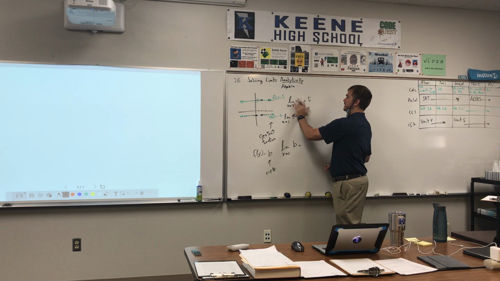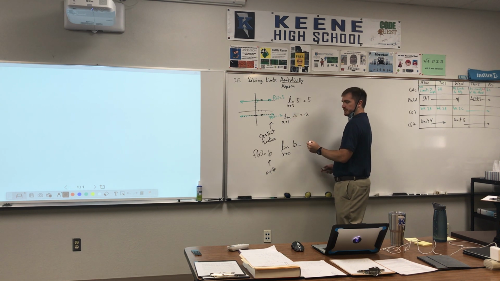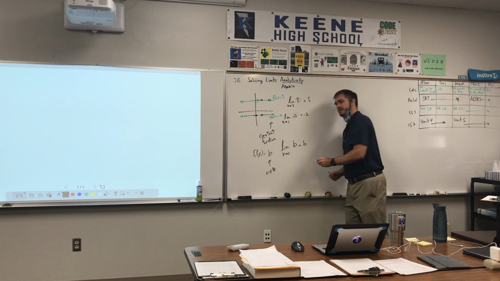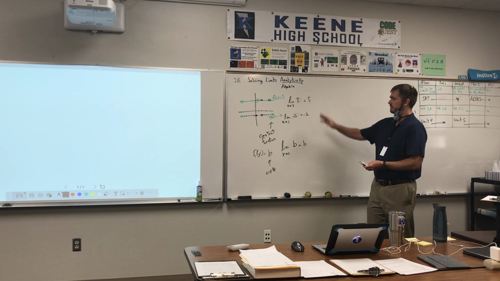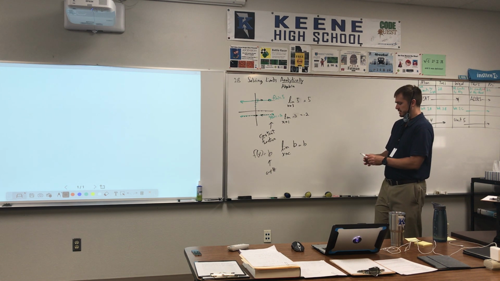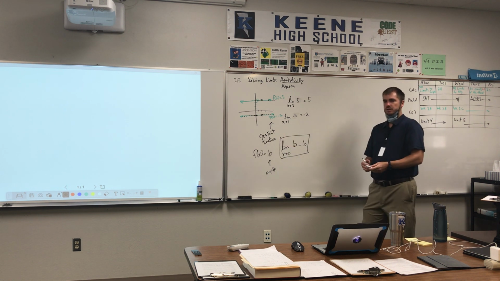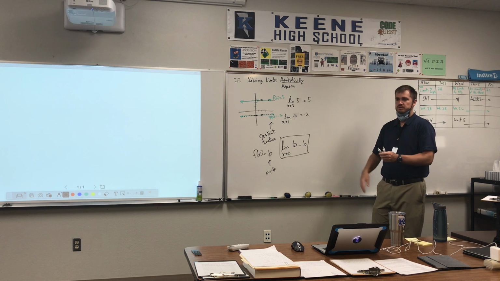Alright. The limit of 5 as x approaches 3 is 5. The limit of... would it be B? Negative 2, is that which one's, yep. So the limit of B as x approaches C is B. Maybe I wasn't making that as obvious there. All right, so there you go. That's one of our rules, the constant rule of limits.